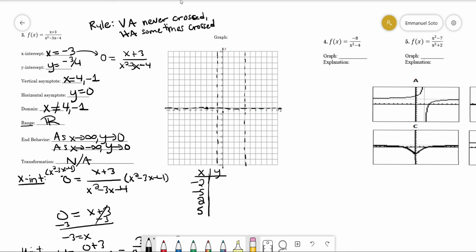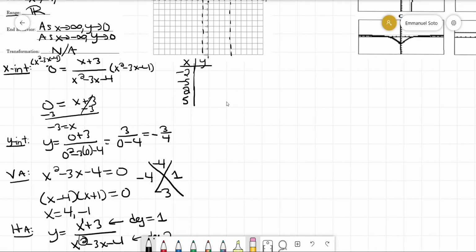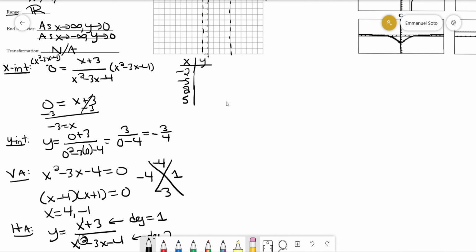The next thing I'm going to do before I plug stuff in is rewrite the original function in terms of its factored form. We said that we factored the bottom. Let me rewrite that down here so I can show you guys. We're going to rewrite the function. This is the original function, and we're going to rewrite that with the denominator factored. Now we're going to plug into the factored form because it's easier to do it that way. Okay, so now let's plug in -2.